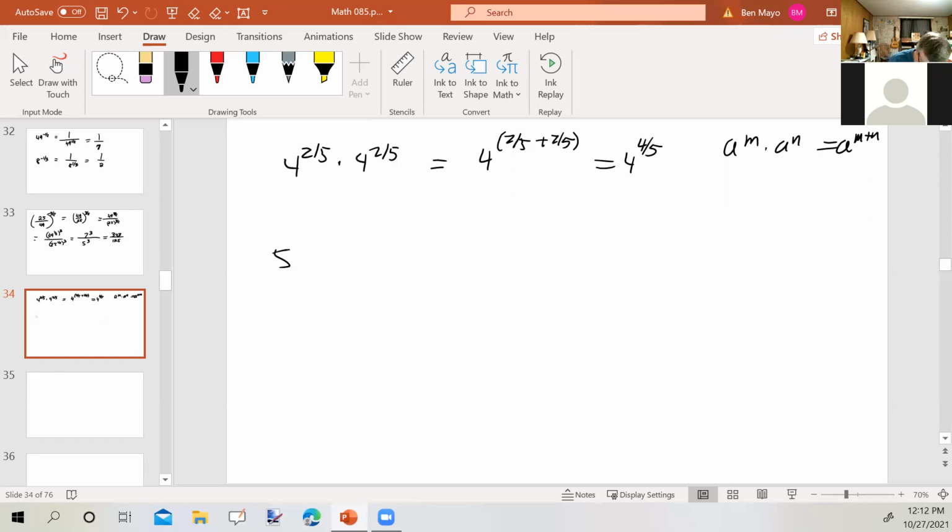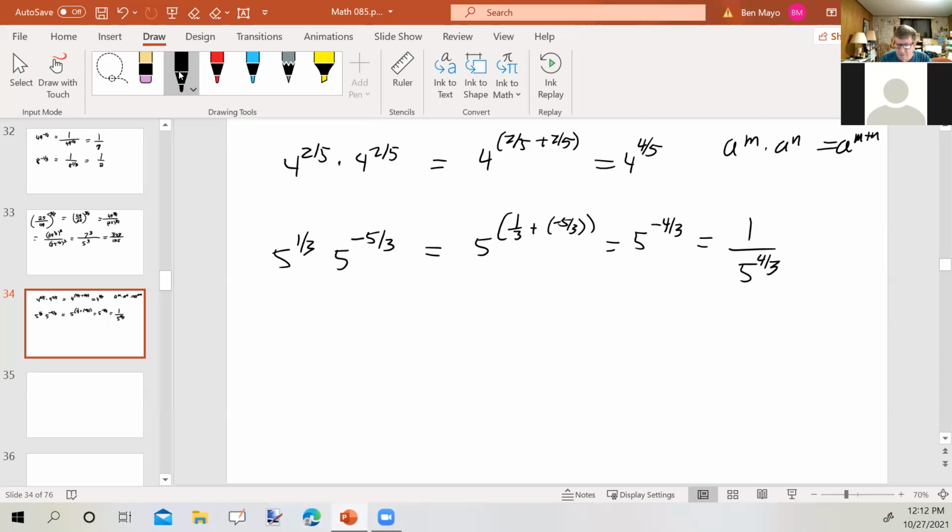How about this? 5 to the 1/3 power times 5 to the negative 5/3 power would be 5 to the 1/3 plus negative 5/3 power, which would be 5 to the negative 4/3 power, which would be 1/5 to the positive 4/3 power. Okay with that? Hopefully. Let's see. What about this one?